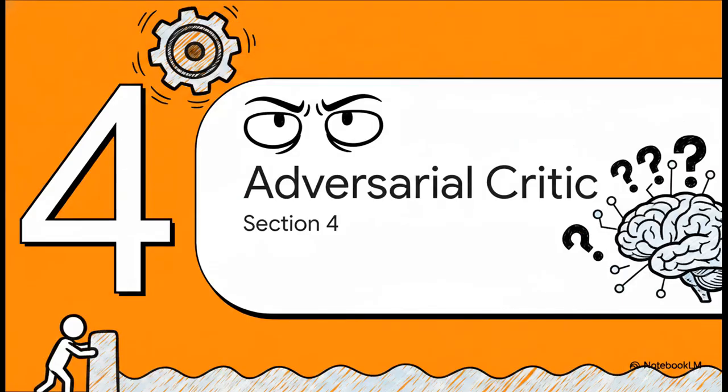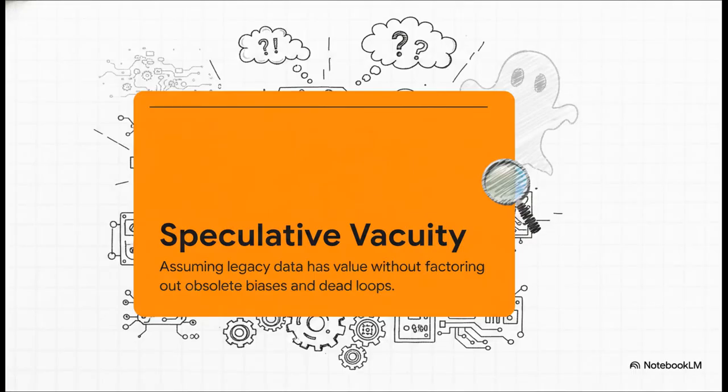To push that tension even further, let's stress test our assumptions with the adversarial critic's warning. Using strictly skeptical reasoning, the critic immediately flags a massive risk. They call it speculative vacuity. This is the grave danger of assuming that just because legacy data is old and raw, it somehow inherently has structural value without actually taking the time to factor out obsolete biases. We run the risk of assuming we've found a crucial structural pattern, when in reality, we've just uncovered the ghost of a system that completely ceased to exist years ago.